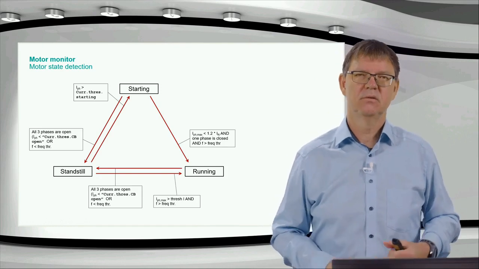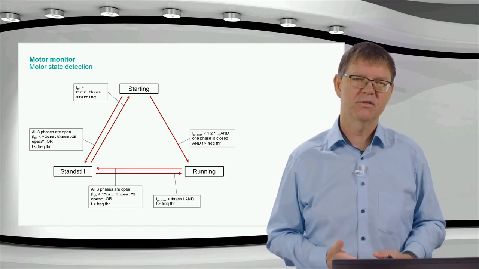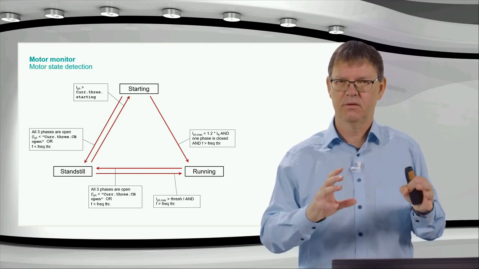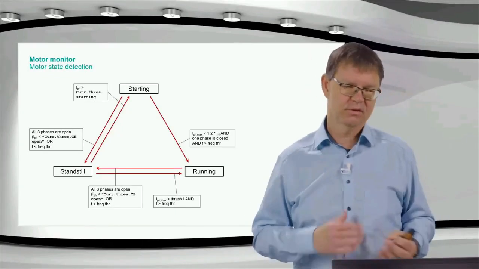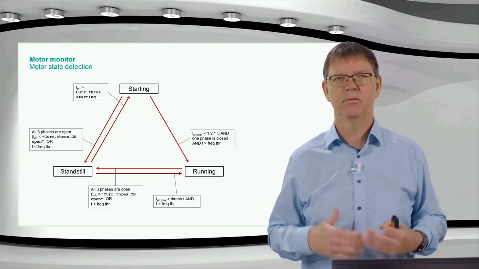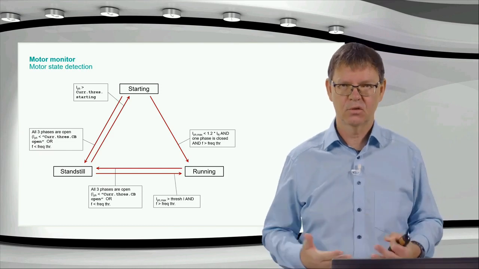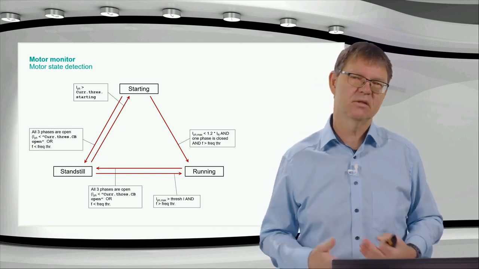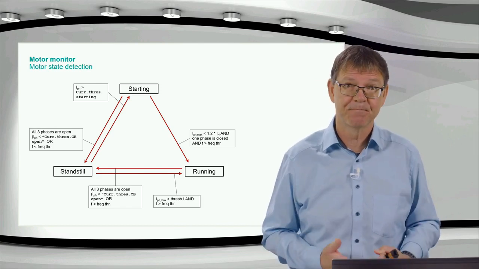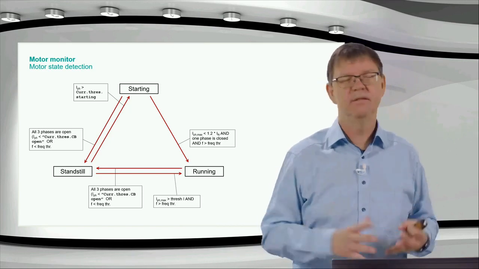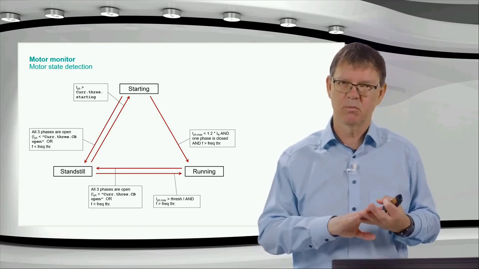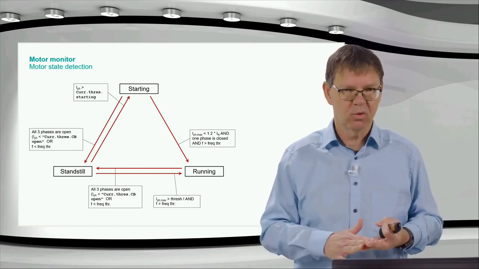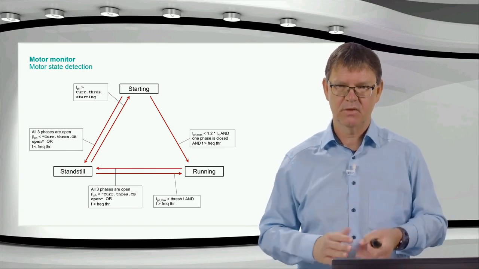Another point is that we, at the moment, are refining this model. Therefore, I put the status as we have it or had it so far. In the future, this will be a little bit more. There will probably be another state called slowdown between running and standstill, so that we can handle dynamic situations even better. Basically the idea is we have this state detection, this state model, and out of this state model, we also get the status of the motor as signals, like standstill, starting, running.